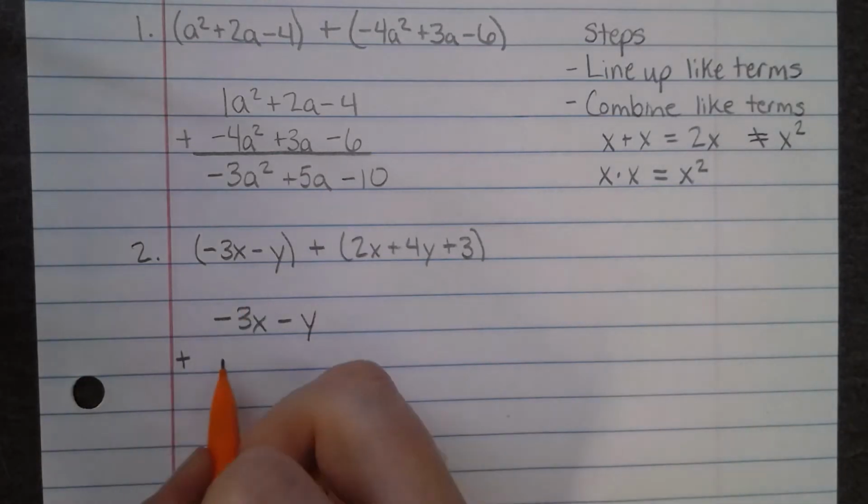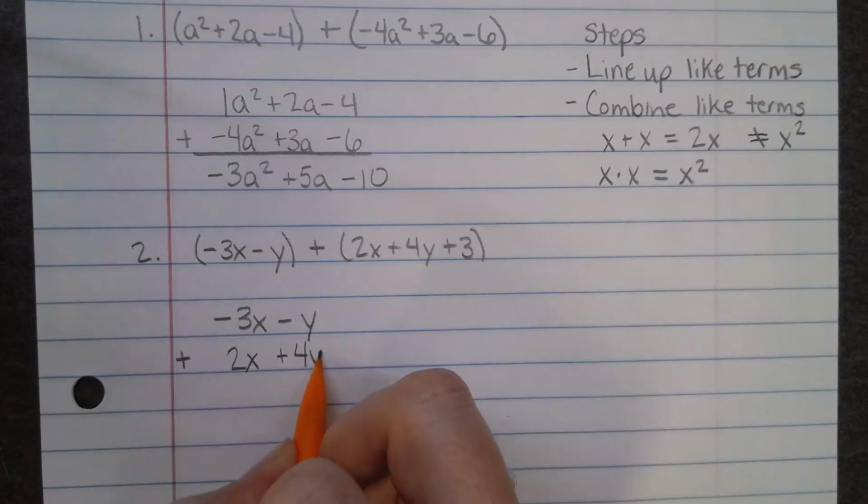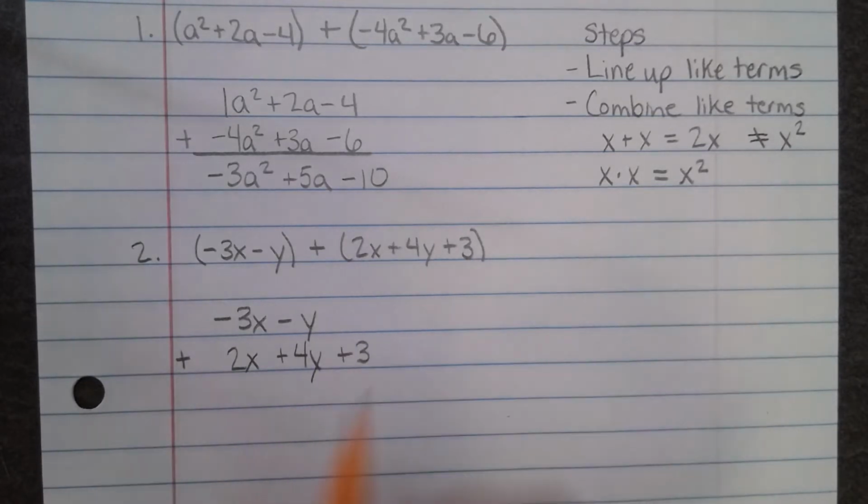So our 2x term lines up with our x term, 4y lining up with our y term, and it's here in our constant that we don't have anything to line up with. And that's okay. If you imagine, you could tack on a plus 0, so you'd be combining it with 0. So if that really would help you, then do it. Let's combine.